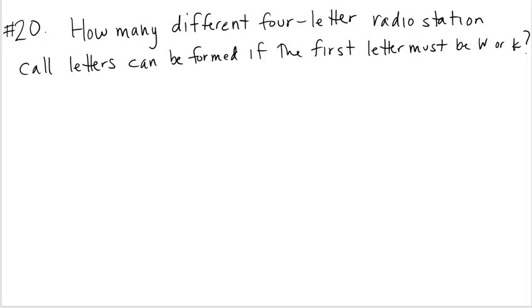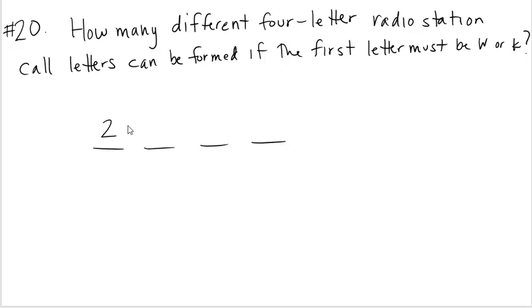So there are four choices we have to make, one for each letter. We need to choose the first letter, the second letter, the third letter, and the fourth letter. And my advice when there are restrictions like this is to start with the spot with the restriction. So there's a restriction on the first letter. We have two choices for the first letter. So I'm going to fill in the first blank with a 2.